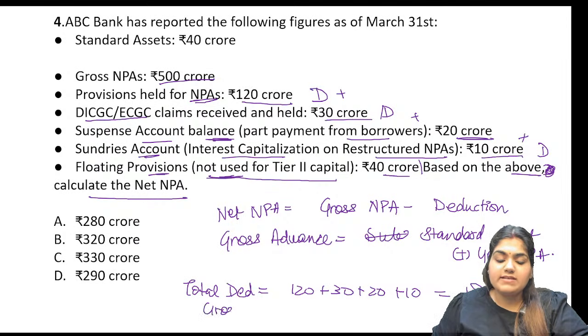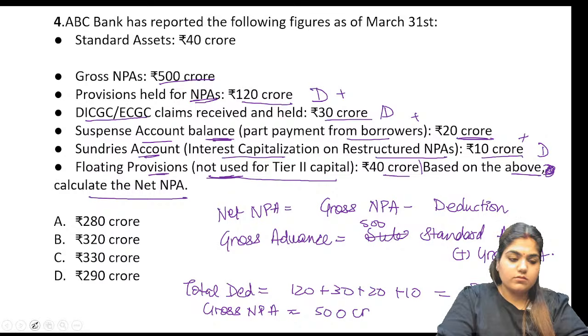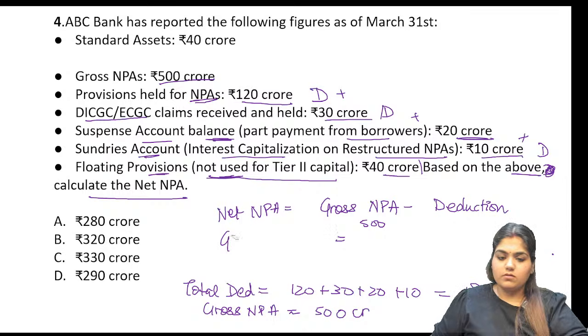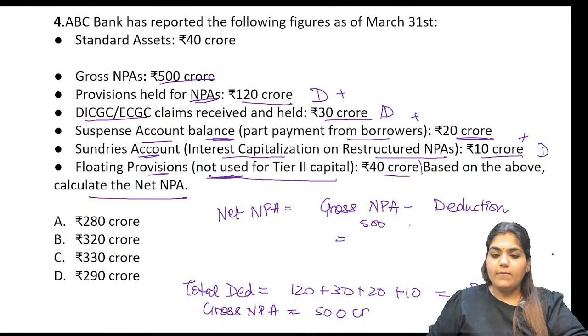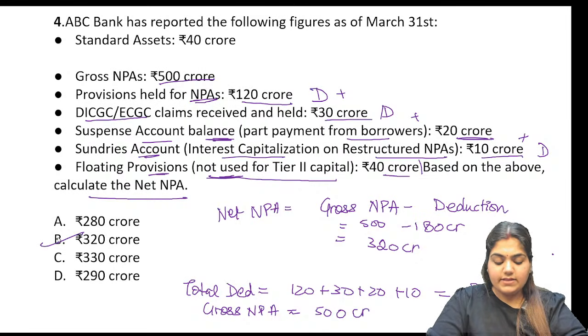Gross NPA is given to us. Gross NPA is 500 crore minus 180 crore. This will give us 320 crore. That is B. B is the correct answer.